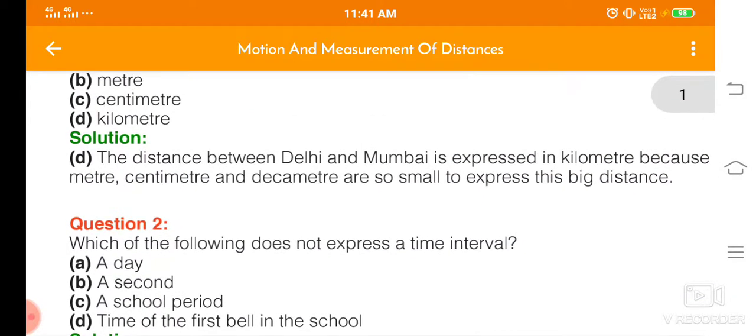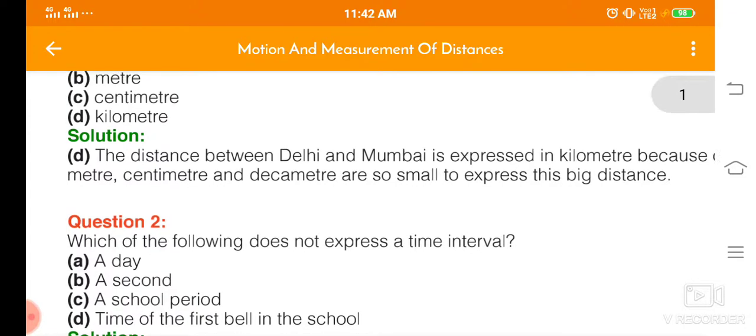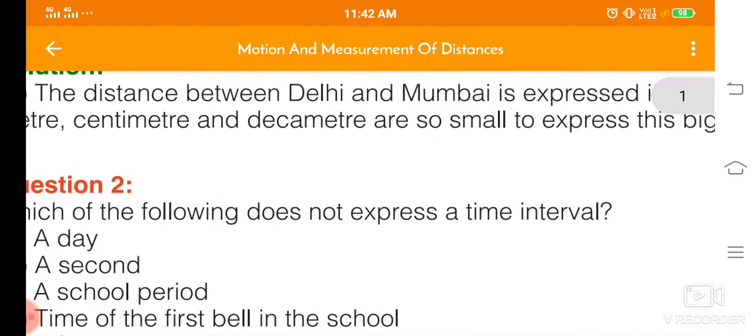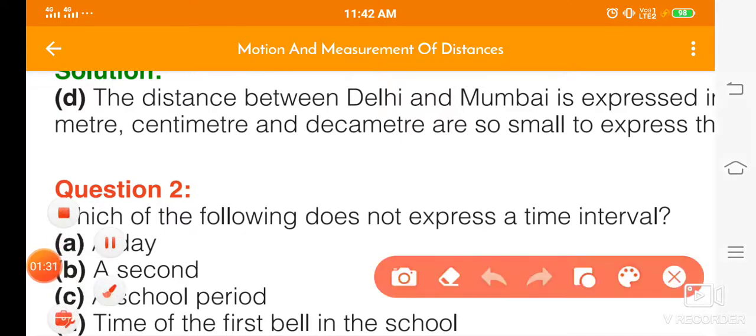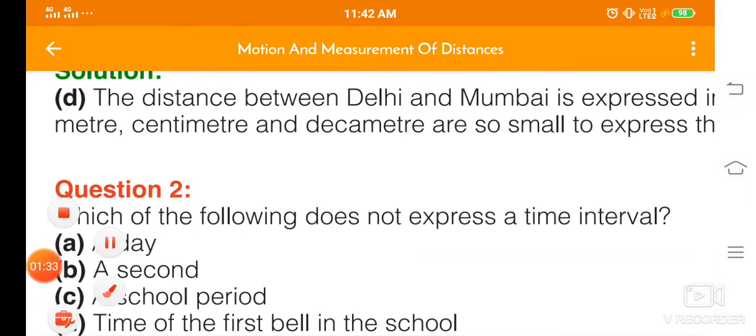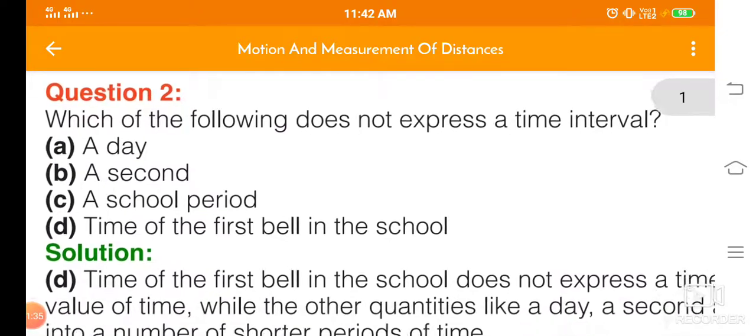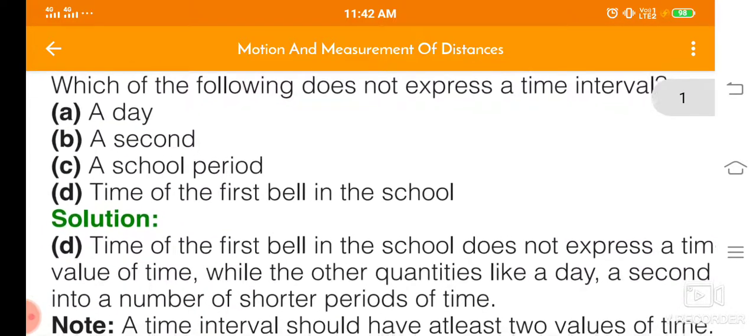Question number 2. Which of the following does not express a time interval? Option A, a day. Option B, a second. Option C, a school period. Option D, time of the first bell in the school. Answer D.